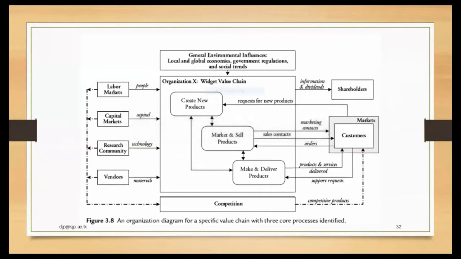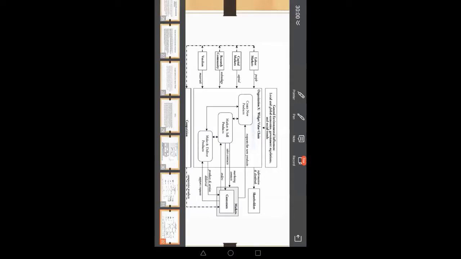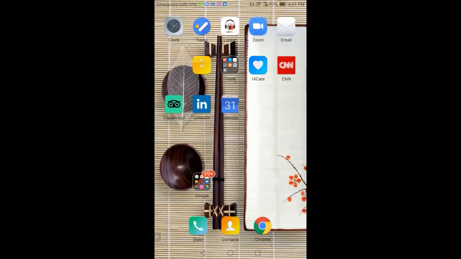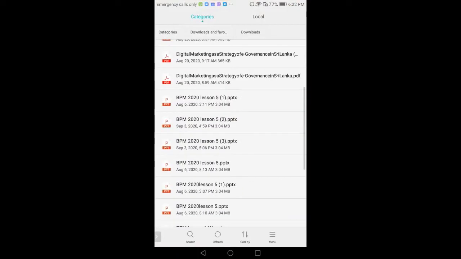So this is all we have to discuss in lesson 5, right? So we have done it. Then next we have to take lesson 6.